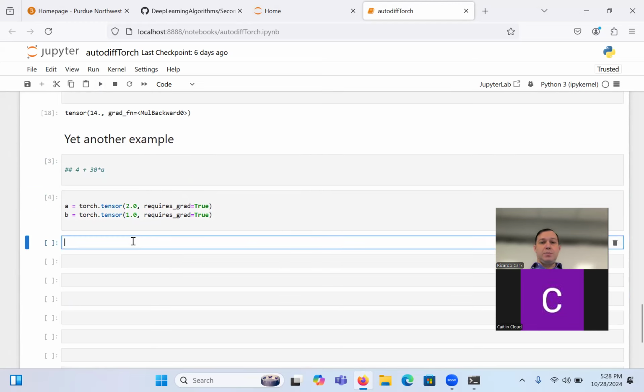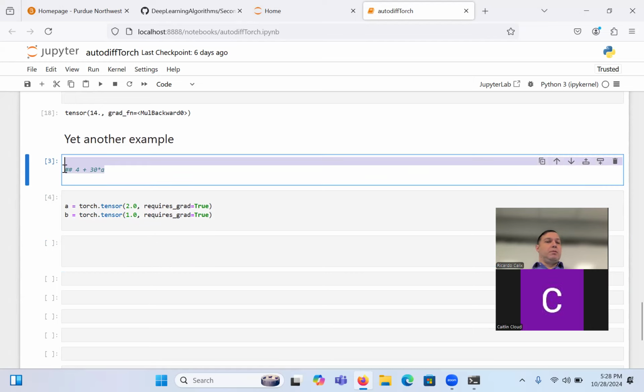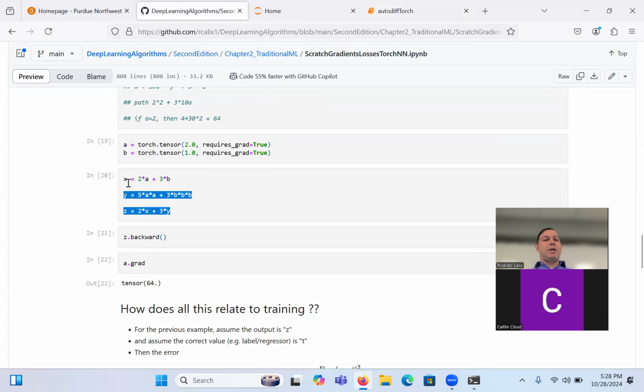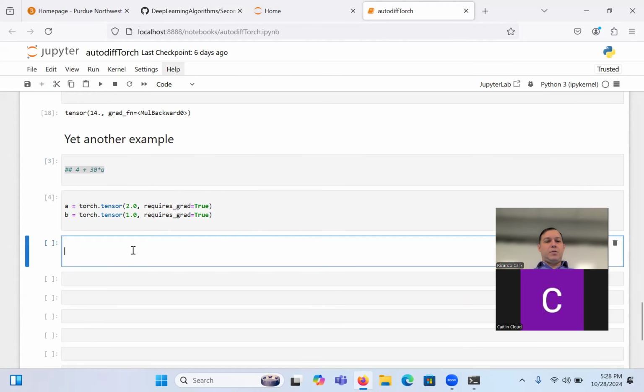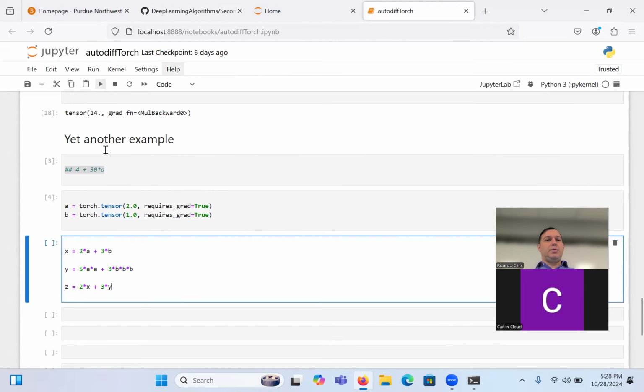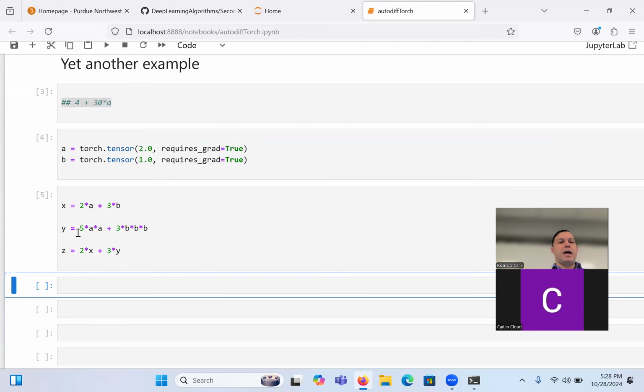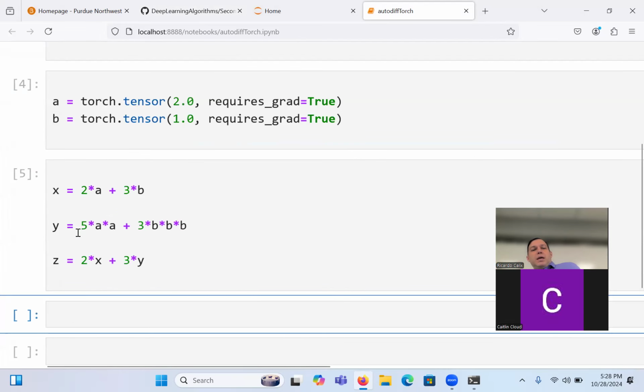So I got my two tensors. We don't actually hard code this equation, right? This equation is what Torch kind of guesses, if you want to say. It solves basically. All I'm going to do is write the equations. Just for ease of use, I made it a little bit simpler, but you can see this is x equal 2a plus 3b, y equal 5a squared plus 3b cubed, and then z is 2 times x plus 3y. So the same thing I wrote on the whiteboard, right?